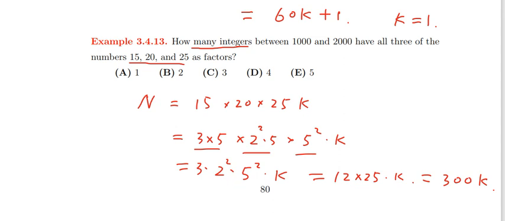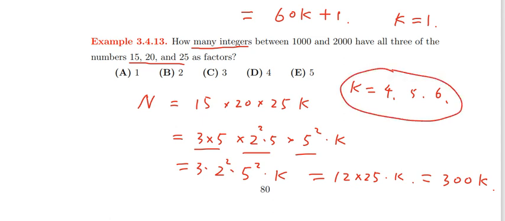Okay, so how many k can we pick? So the smallest k should equal 4, right? 4, 5, 6, 7. Oh no, not 7. So we have only 3 possible k values.